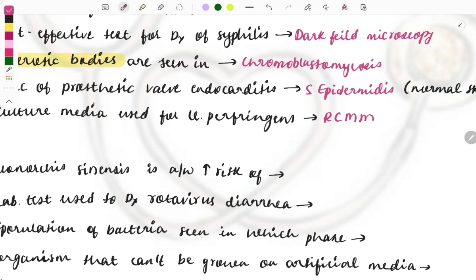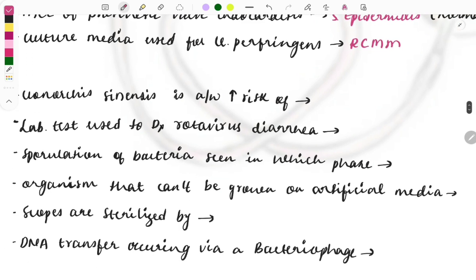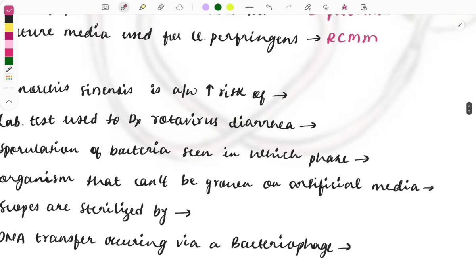meat media. Then Clonorchis sinensis is associated with the risk of, so this organism or this parasite increases which of the following risk of disease, so it is the cholangiocarcinoma.